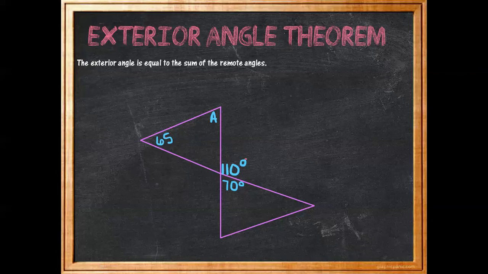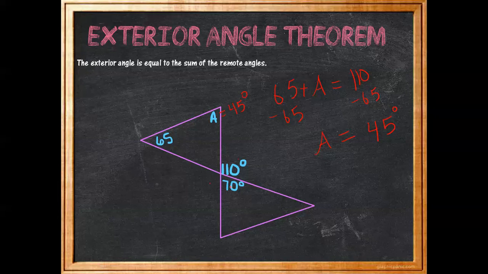So now, same thing. Here, our exterior angle is 110, right? See, because it's on the outside. So we could say that 65 plus a equals 110. Okay, and then we could say minus 65 from both sides. And that is going to equal 45 degrees. So A is going to equal 45 degrees.